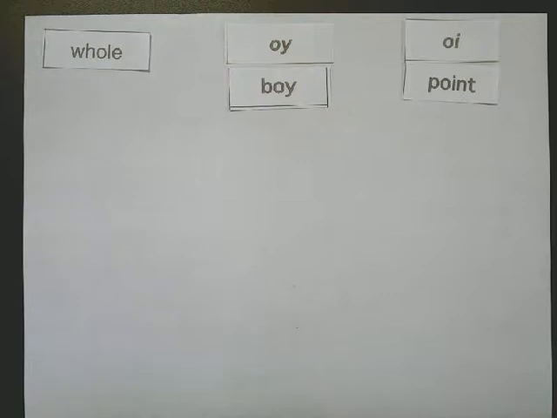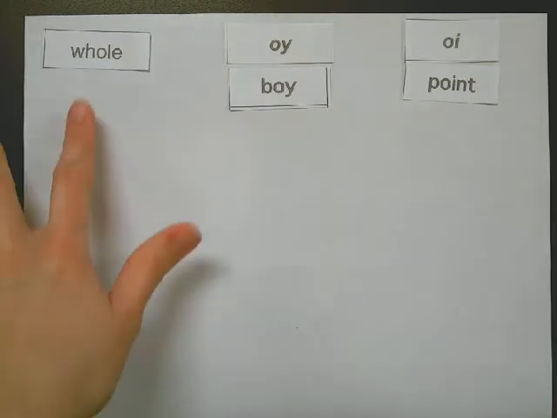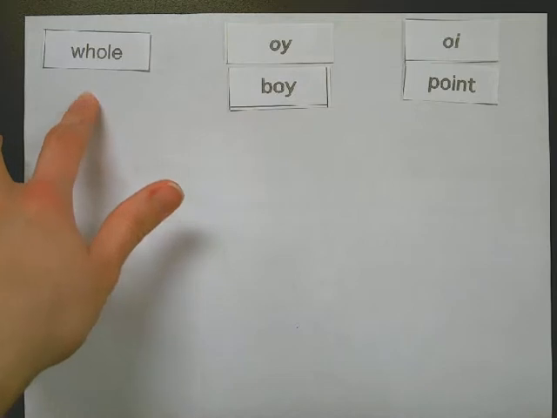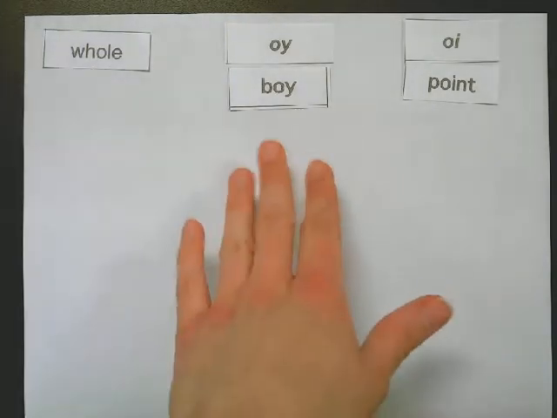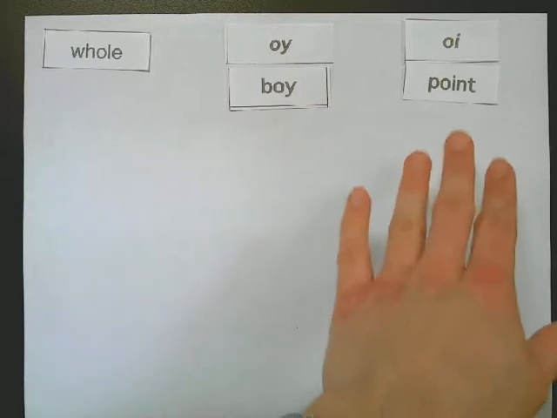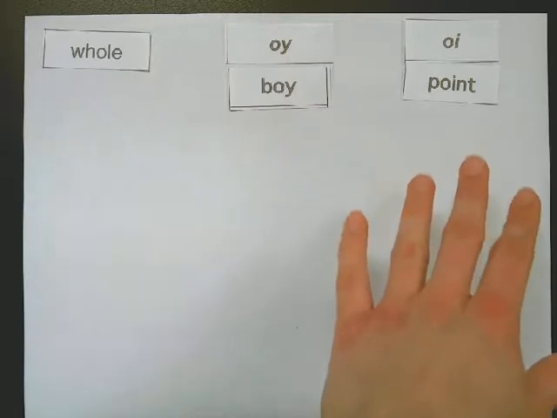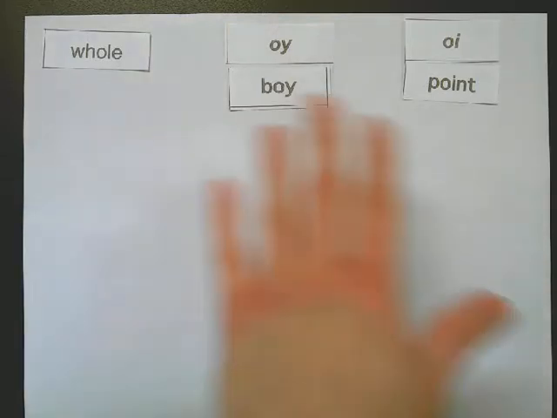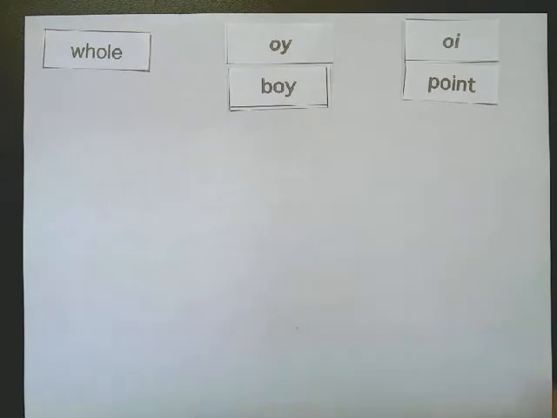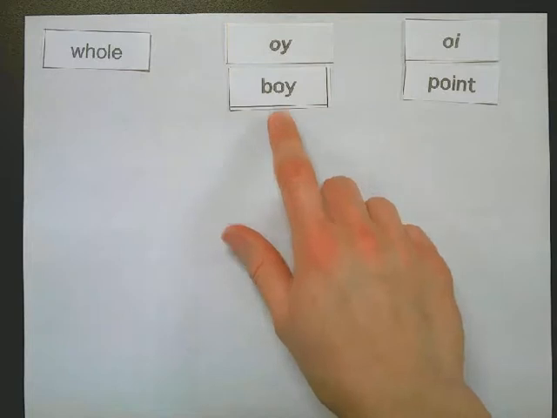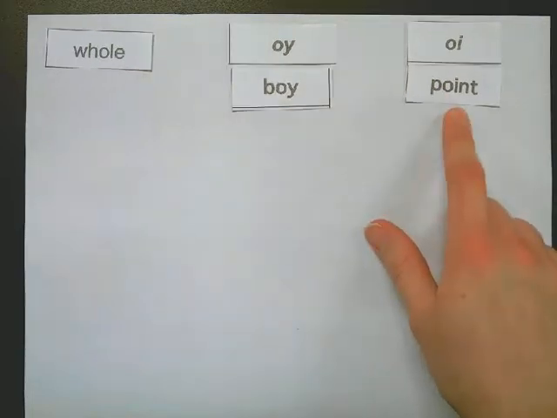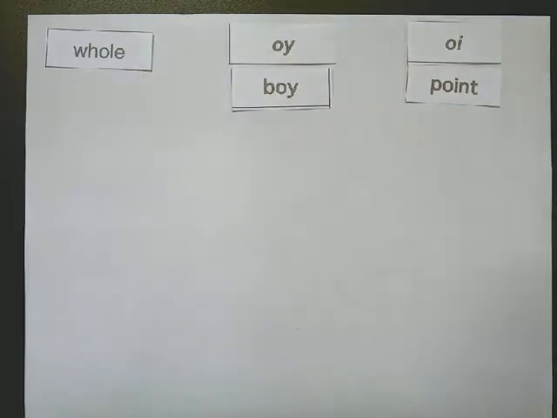So in this sort, we're going to be listening to hear if we hear a long O sound, O, or if we hear the diphthong, OY or OI, which both say oi. And then once we hear the oi sound, we're going to figure out, does it use the spelling pattern OY, or does it use the spelling pattern OI, and we'll sort that way. So let's try a few together here.